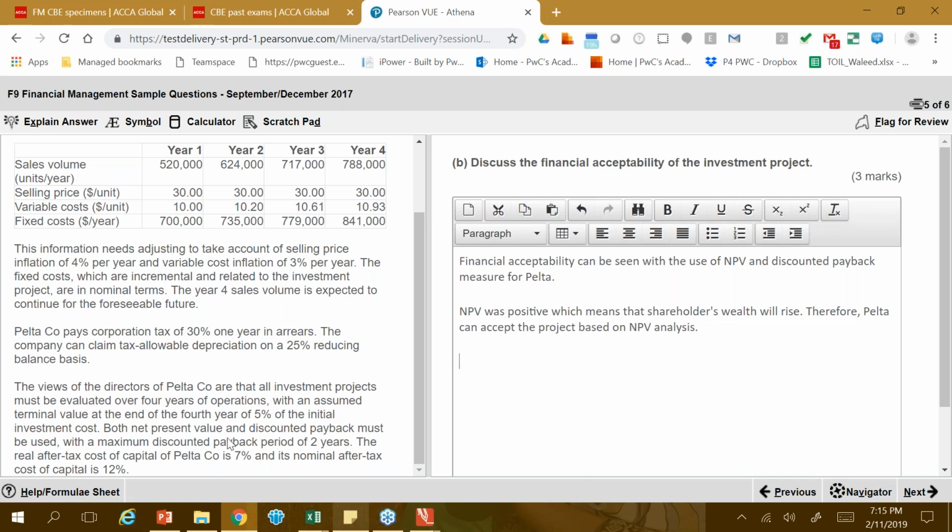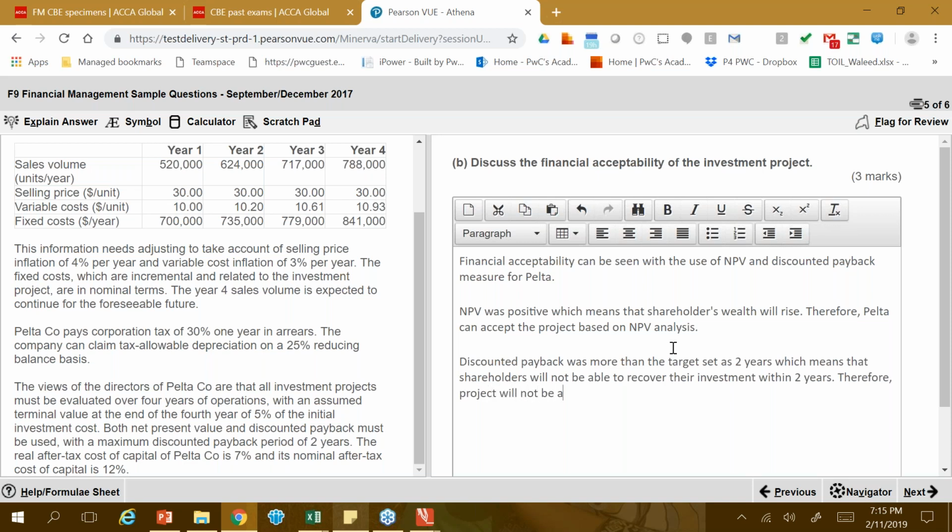Then remember here the discounted payback period target was 2 years. And how much was our payback? It was 2.74 years. That means discounted payback was more than the target set as 2 years, which means that shareholders will not be able to recover their investment within 2 years. Therefore, the project will not be accepted based on discounted payback.